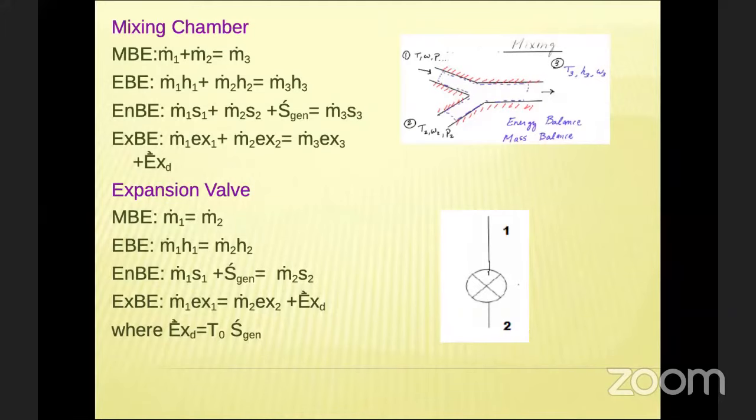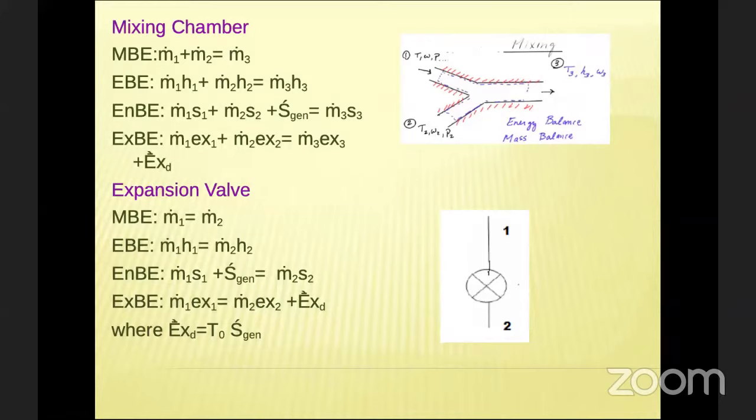Exergy balance, simply you change H with S, and finally you have to put the destruction. So M1 dot EX1 plus M2 dot EX2, this is equal to M3 dot EX3, the final exergy rate after mixing, plus exergy destruction.